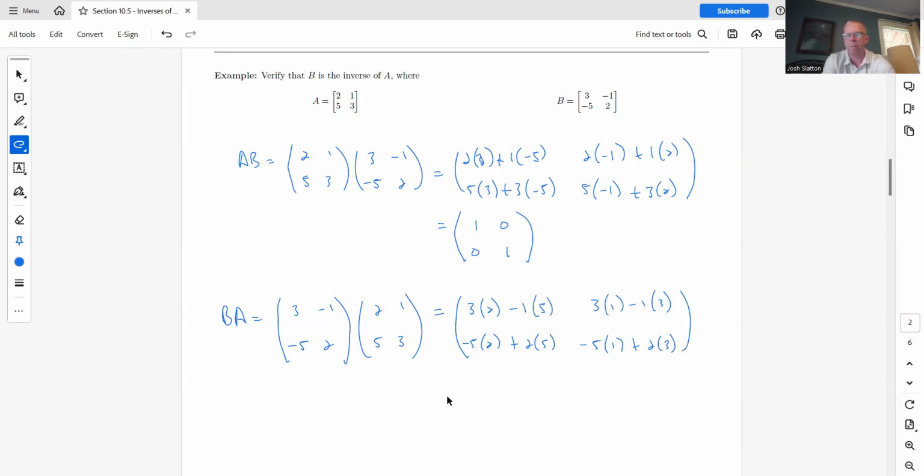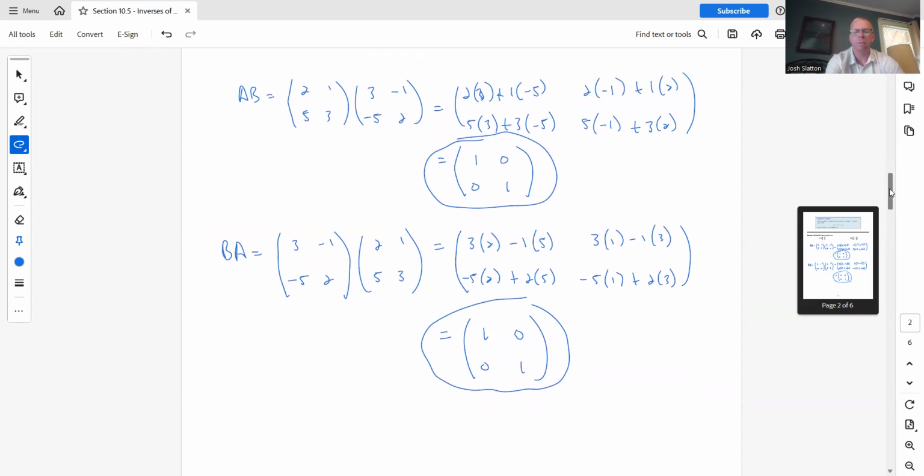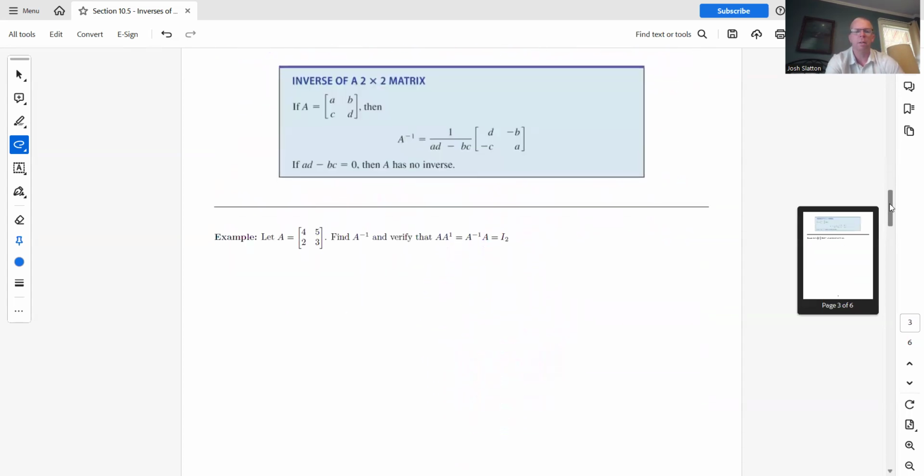And then, of course, when we simplify this, 6 minus 5 is 1, 3 minus 3 is 0, -10 plus 10 is 0, and -5 plus 6 is 1. So both of these together prove that A and B are inverses of each other. All right, so let's see if we stop here. Yeah, I think we'll go ahead and stop and continue on the next video.